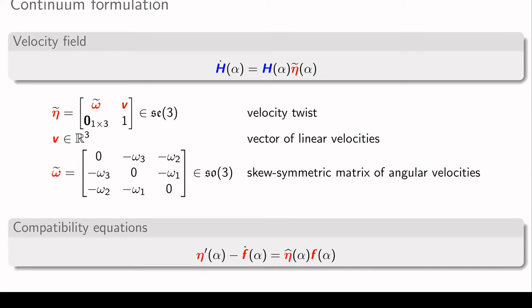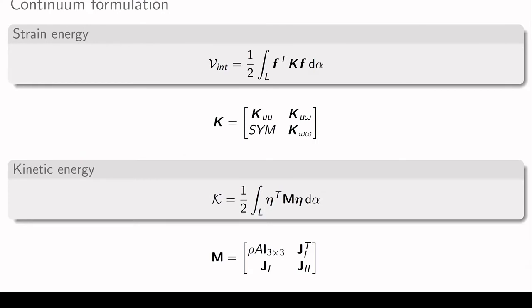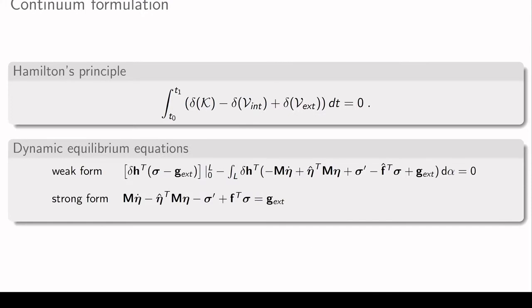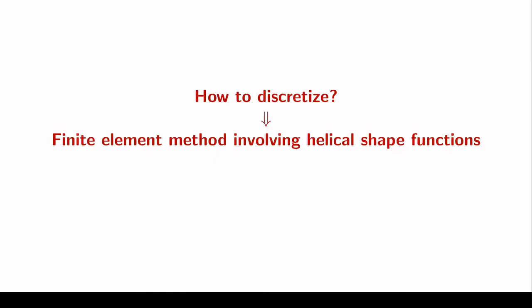In this case, the space derivative of the velocity and the time derivative of the deformation. And we also define strain energy and kinetic energy in a classic way. From one arises the well-known stiffness matrix, and from the other the mass matrix, whose components are computed in the local axis. By applying Hamilton's principle, we derive the dynamic equilibrium equations, which are PDEs, and we need to find a way to discretize these PDEs.